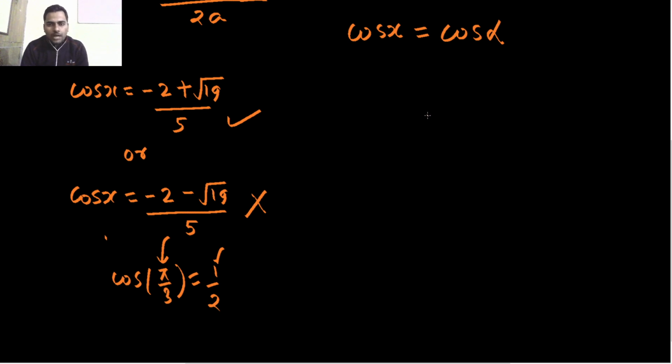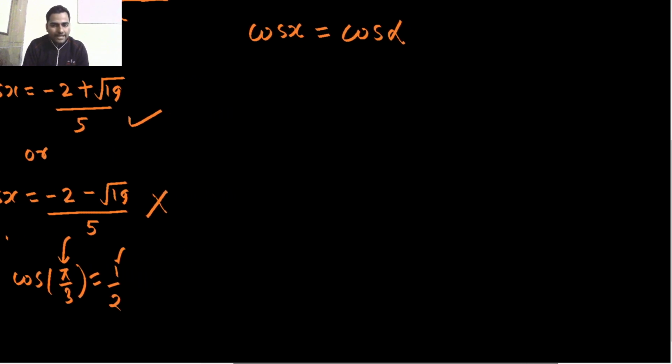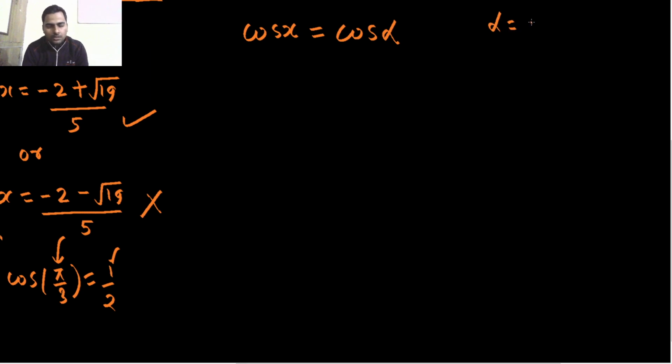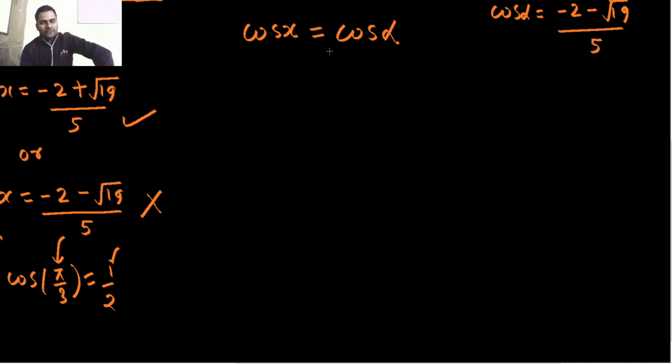Okay, so now cos x equals cos alpha, and we write here that alpha is some angle for which cos alpha is giving me minus 2 minus under root 19 by 5. Now cos x equals cos alpha, we already know how to solve. Put brackets here: x equals 2n pi plus minus alpha.